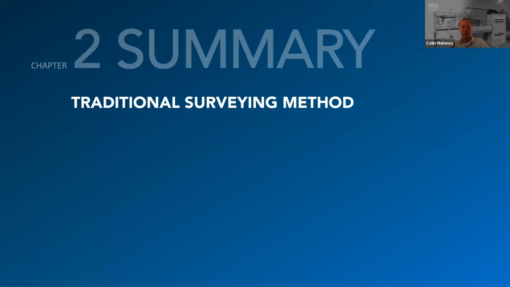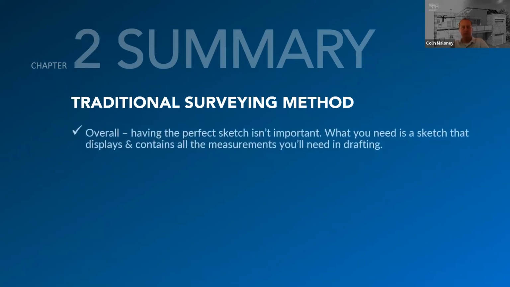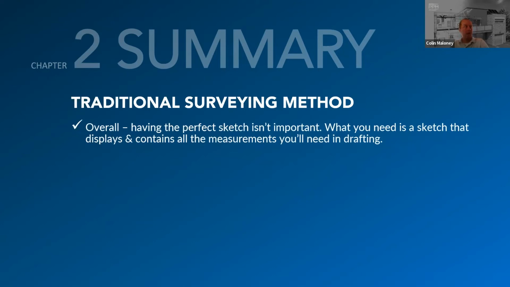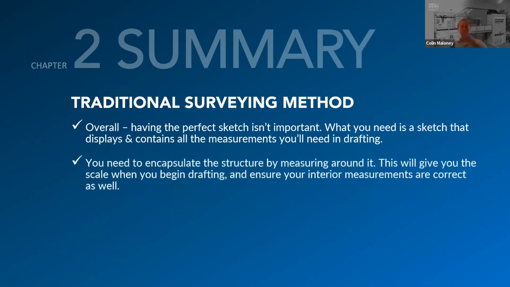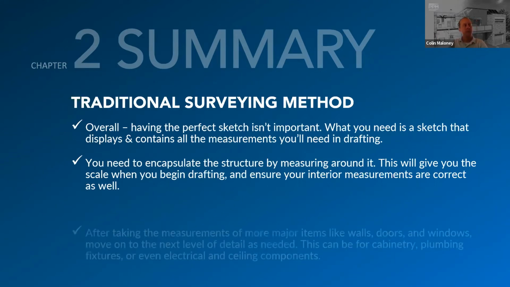So to sum up the second portion of this presentation, overall, having the perfect sketch isn't important. What you need is a sketch that displays and contains all the measurements you'll need in drafting. You'll need to encapsulate the structure by measuring around it. This will give you the scale when you begin drafting and ensure that your interior measurements are correct. You don't have rooms popping out of the exterior if you did something wrong.